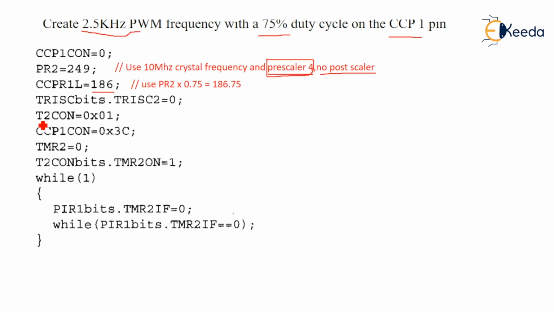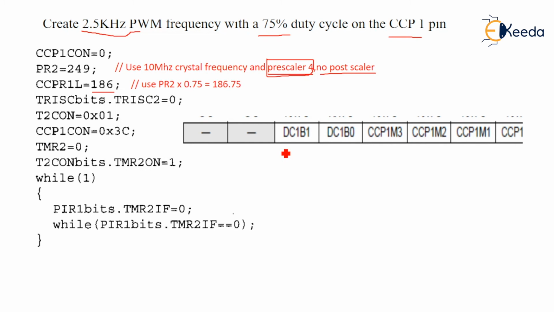Then T2CON. Now turn on timer 2. CCP1CON: in the earlier slide, what I said is for 75%. So make this 1, this is 1. Then, in the earlier lecture on the CCP module, I explained CCP1CON. This will decide the capture mode or compare mode. So these are 1 1, and if these are 0 0, it is a don't care condition. So the binary number is 1100, and this is 114, this is 114, 75%. So we have 3C.